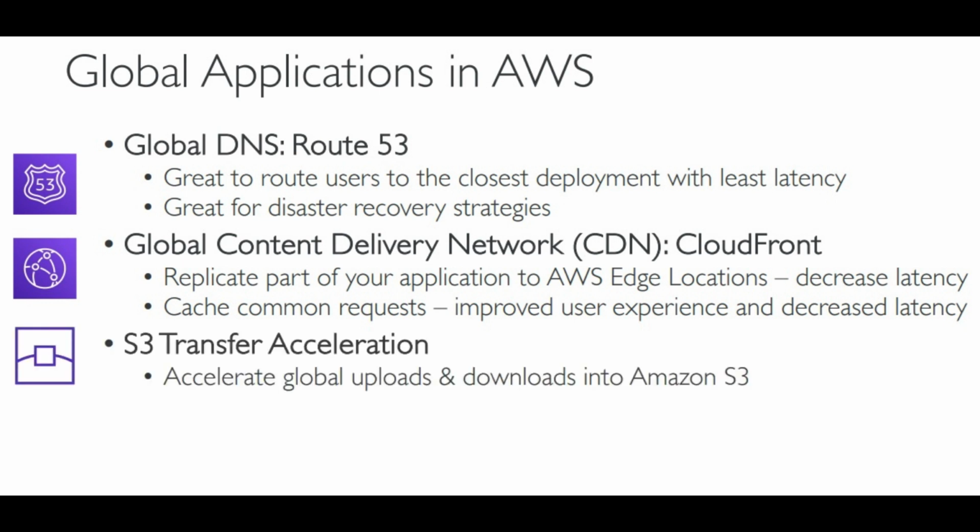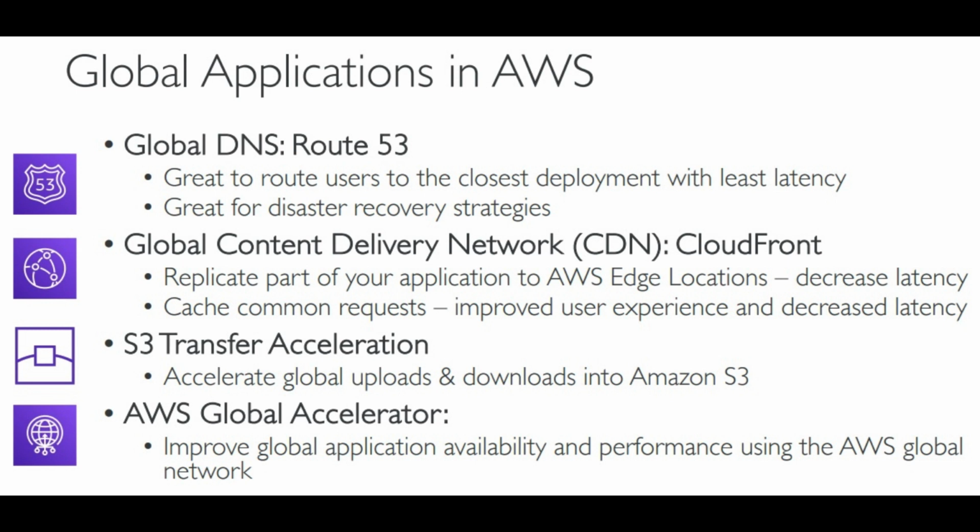Another important service is S3 transfer acceleration. This is designed to accelerate global uploads and downloads into Amazon S3, Amazon's scalable storage service. By optimizing the transfer speeds, it becomes much easier and more efficient to handle large-scale data transfers across the globe. Lastly, we have the AWS Global Accelerator. This service enhances the global application availability and performance by leveraging the AWS Global Network. It's designed to direct traffic through AWS's most optimized paths, thereby improving user experience through consistent application performance and availability.